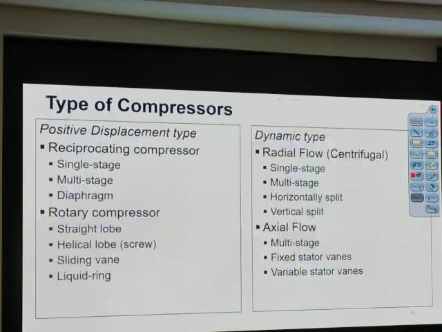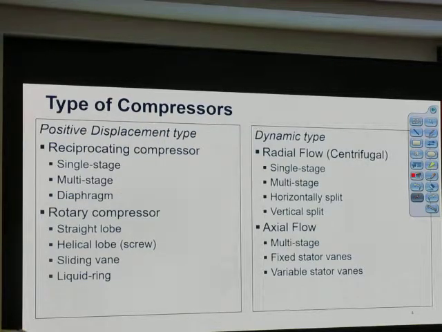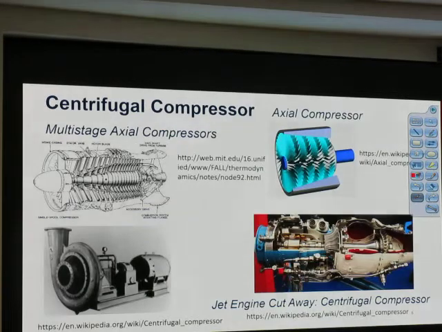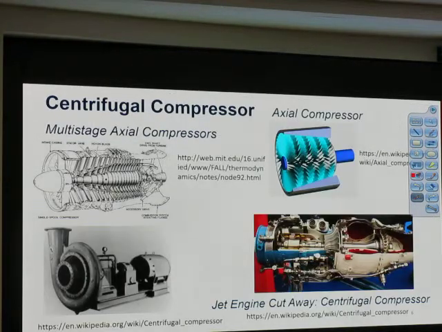Okay, so we use compressors in multiple places: fuel gathering station, recycling station, storage field station. So when we produce gas, we want to increase the pressure, we use the compressor. If we produce a lot, we may use centrifugal type on this stage. We are not going into that much detail, but what I want you to know is, how does it look? How does it work? Which type is which?